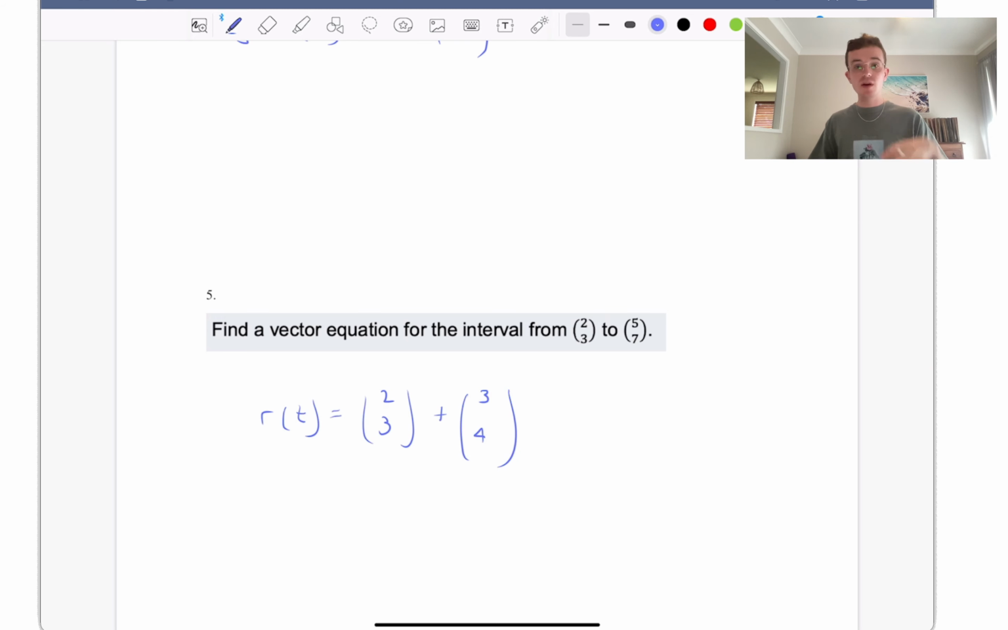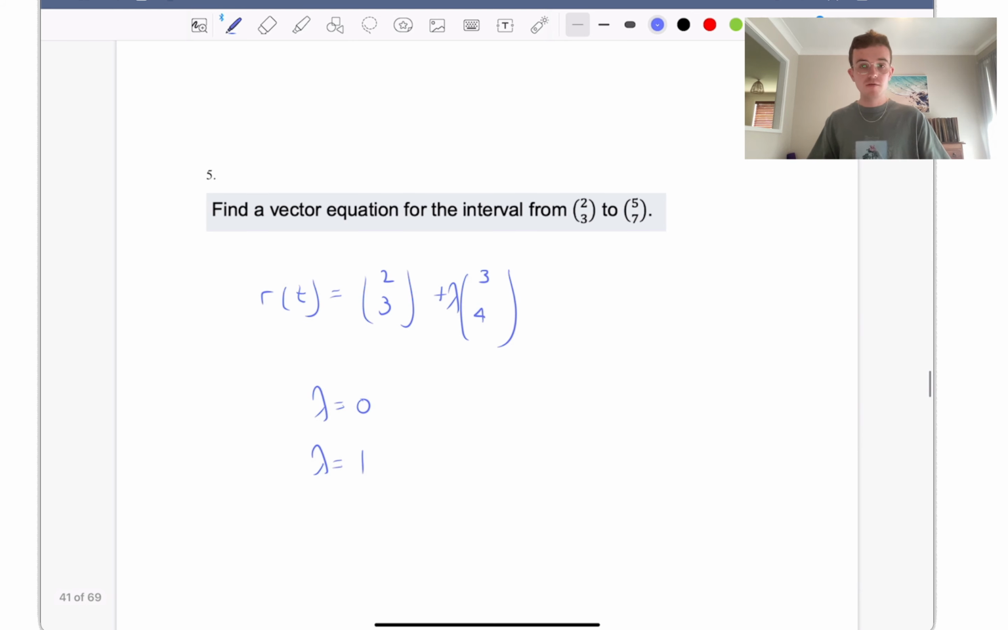Now this is an interval, so it starts at (2, 3), and we've got lambda, and then we're going to (5, 7). So if lambda was 0, then it would be at (2, 3), and if lambda is 1, then it would be at (5, 7). If lambda was less than 0, then it's going back before the interval starts, and if lambda is greater than 1, then it's going after (5, 7). So therefore, that's the equation there, and lambda is between 0 and 1. So that would be our interval there.